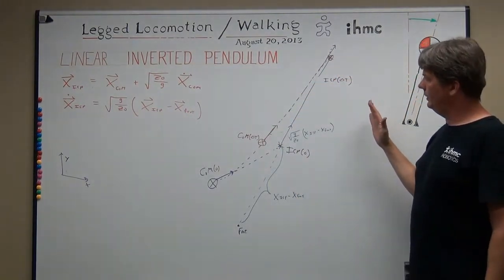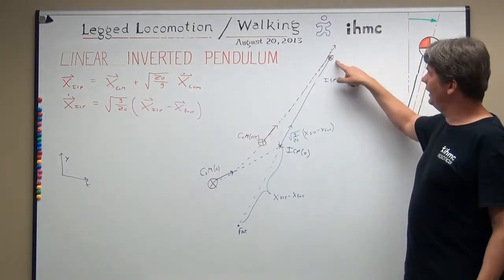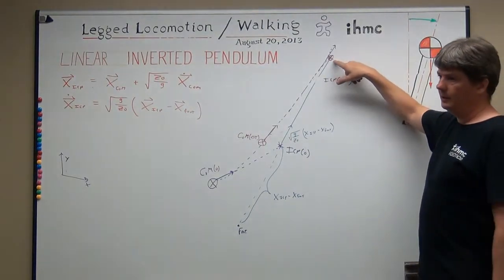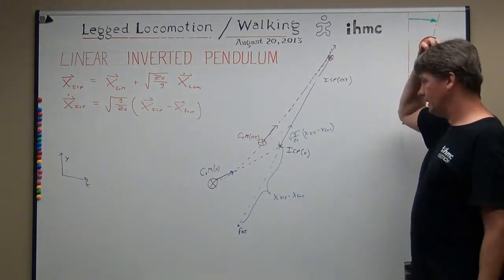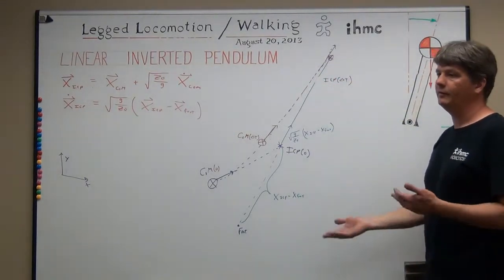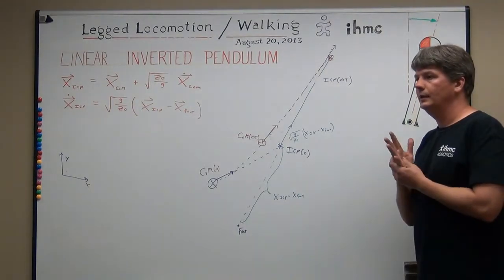So no matter how many degrees of freedom you add, you're still always going to have one that's diverging. That's what makes walking hard and interesting, that you have one that's naturally unstable. All the others you can stabilize without having to take a step. In order to stabilize the diverging dynamics, you have to take steps.